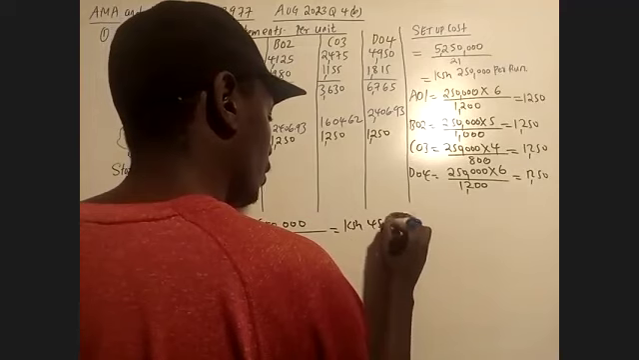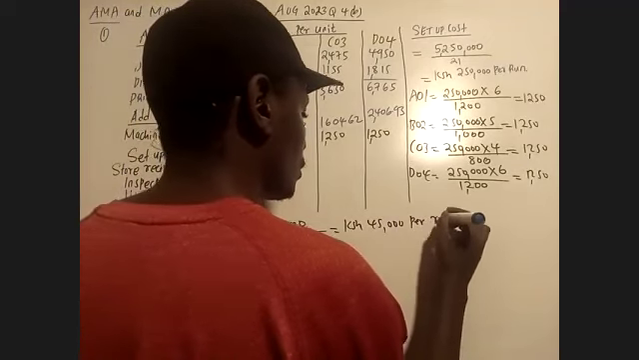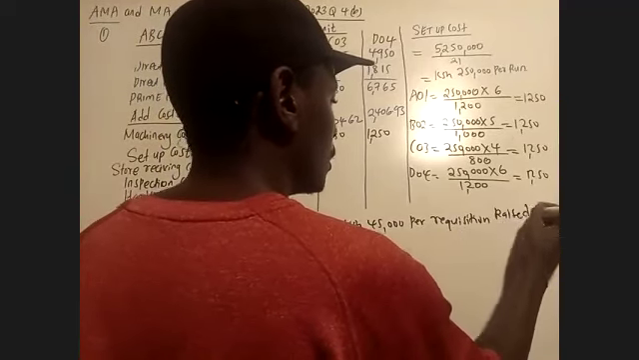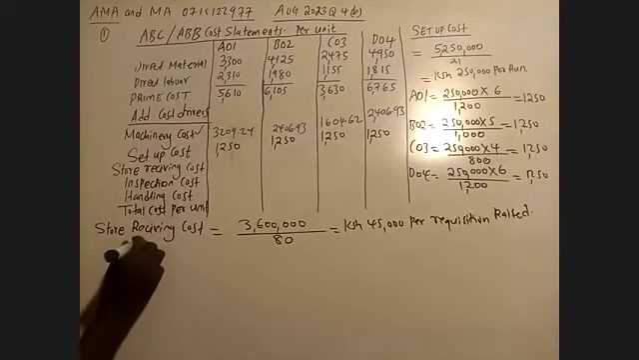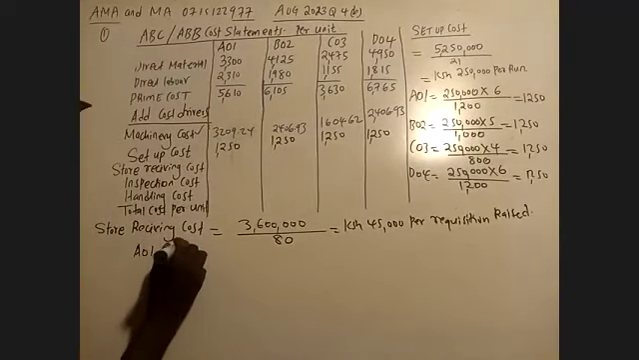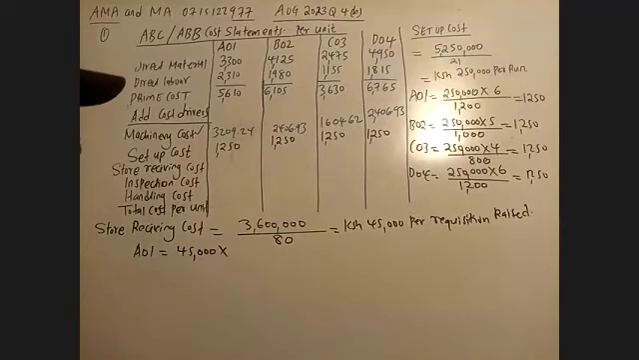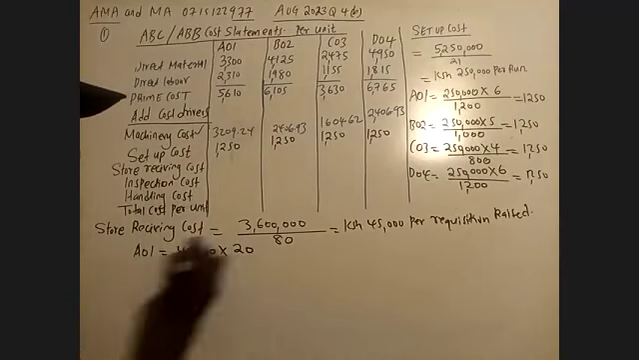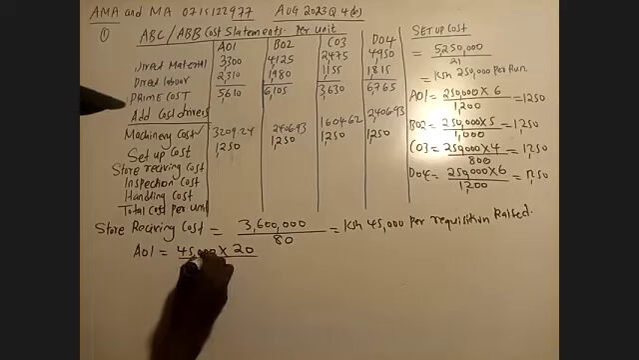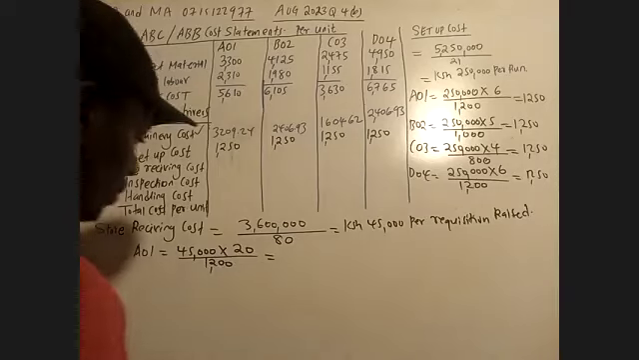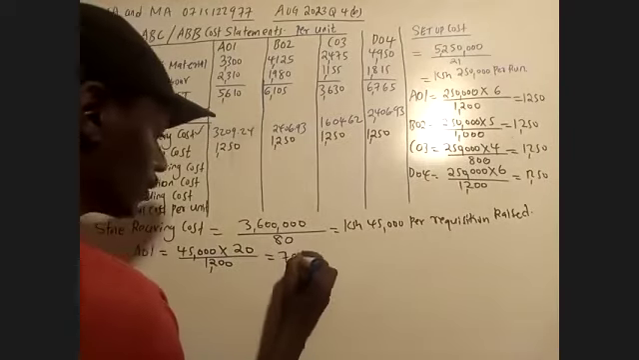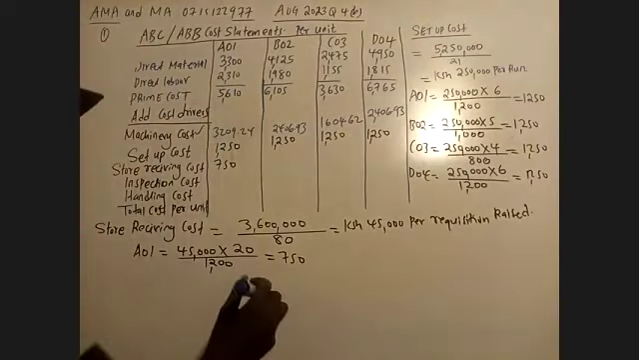Per requisition raised. Now the cost per requisition is 45,000. Now, how many requisitions do we have for A? We have 20. We divide by the number of units, which is 1,200. Then we can get cost per unit: 45,000 times 20 divided by 1,200. This one is 750. The cost per unit here is 750.